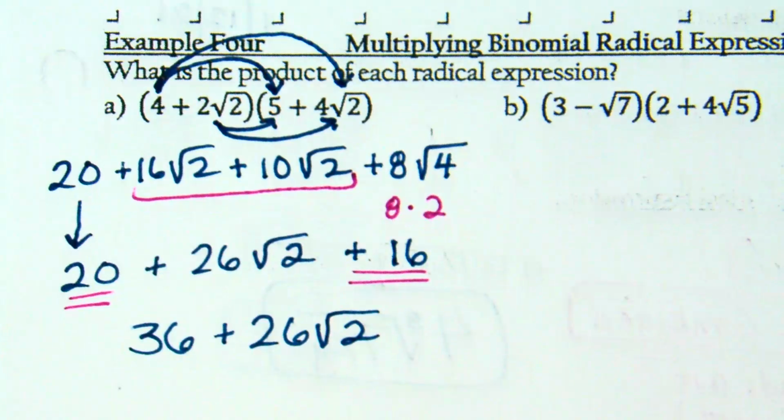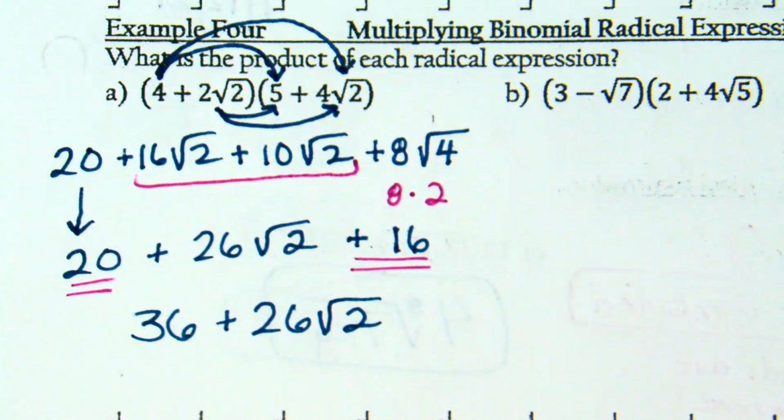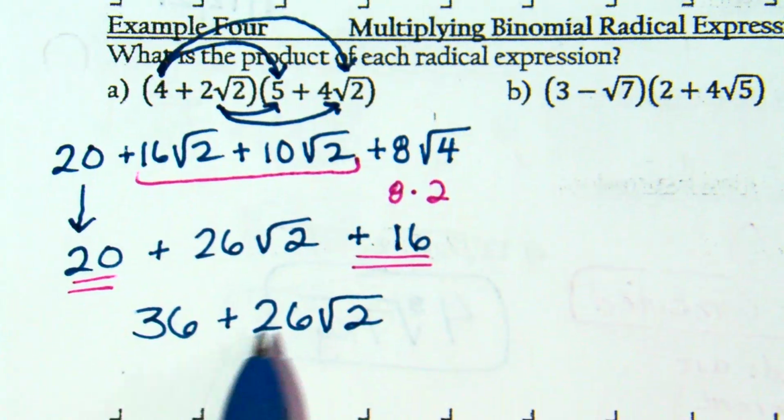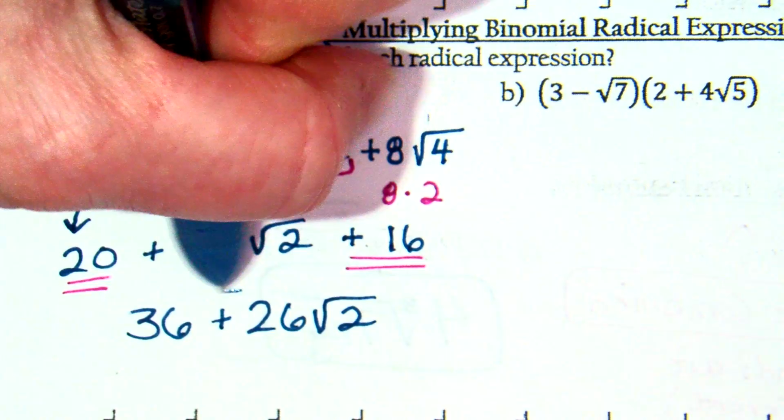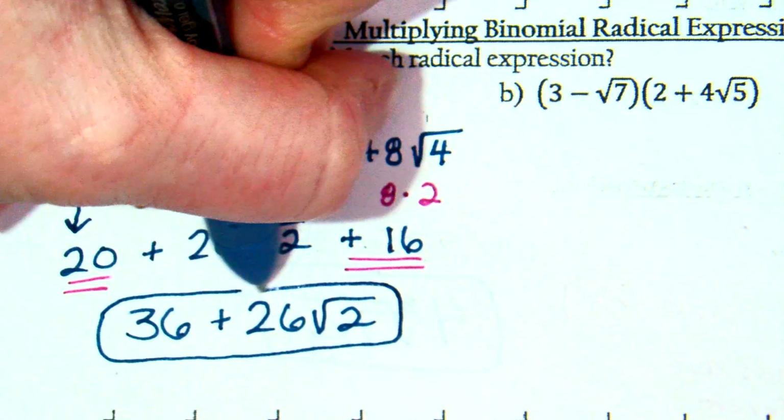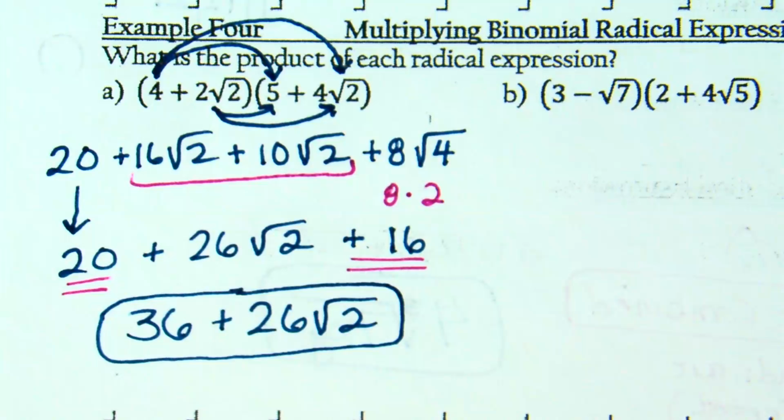Now can I box my answer and move on? Yes. Why am I not adding 36 and 26? That would be like adding 36 plus 26x. That 26 is tied to the square root of 2. You can only add it to other things that have square root of 2. Okay. Got the idea?